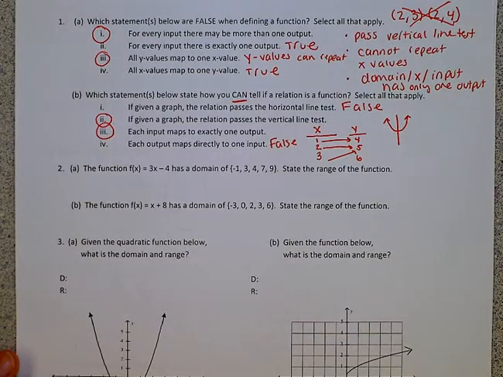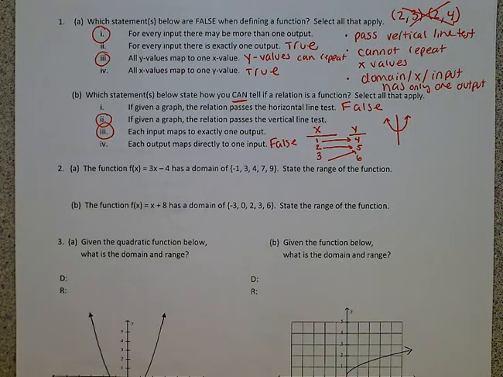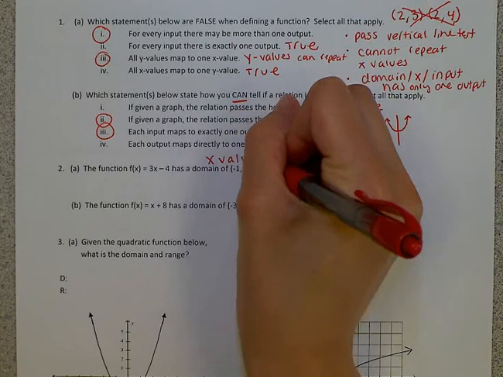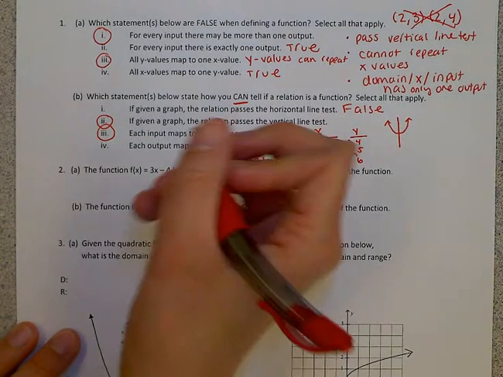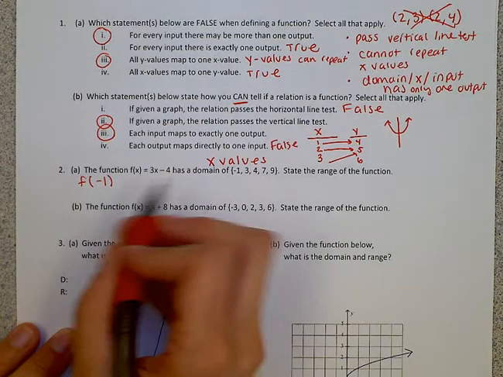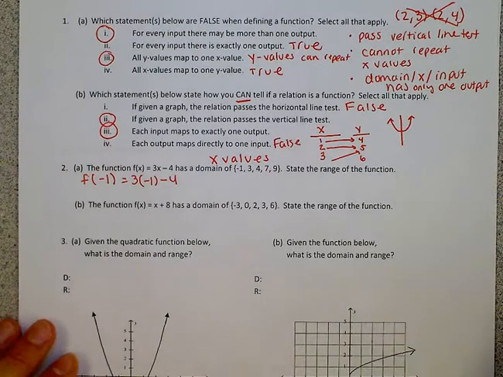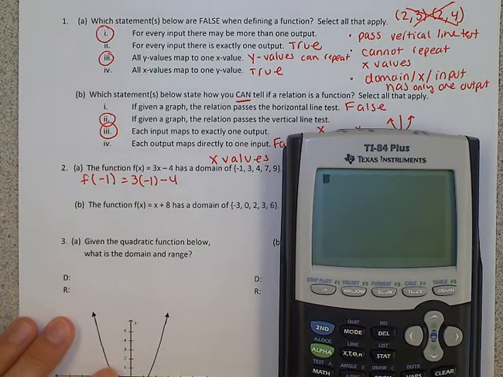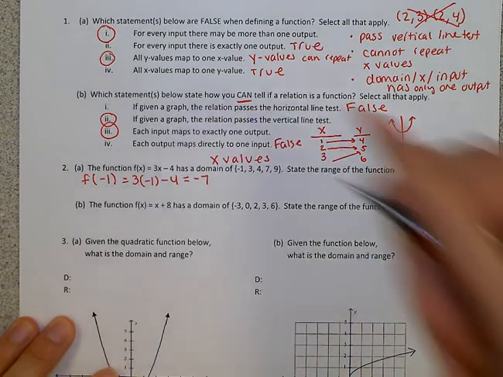Now, example number 2 gives you a function and its rule, 3x minus 4. They're telling you that it has a domain, the x values, of -1, 3, 4, 7, and 9. They want you to state the range of the function. So literally what you are doing is plugging in for x each value that they're giving you. If you plug in -1, 3 times -1 minus 4, you can do that computation mentally or in your calculator. You'll get -7. That is your range value when x is -1.